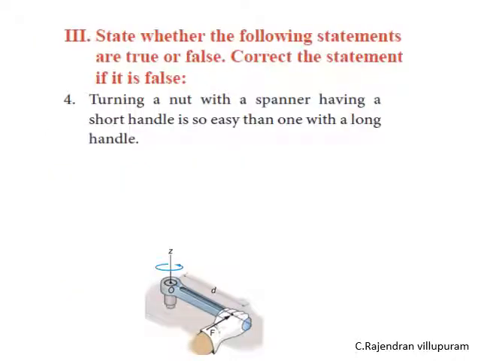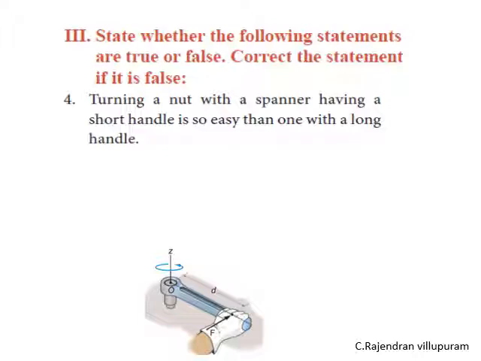State whether the following statements are true or false. Correct the statement if it is false. The statement given is: turning a nut with a spanner having a short handle is easier than one with a long handle. We turn a nut using a spanner, and the statement says that if the spanner's handle is short it will be easy. I have already said that the handle length is the distance, and it should be very, very large. So in order to make the distance more, the handle should be very, very lengthy, so that it is easy.